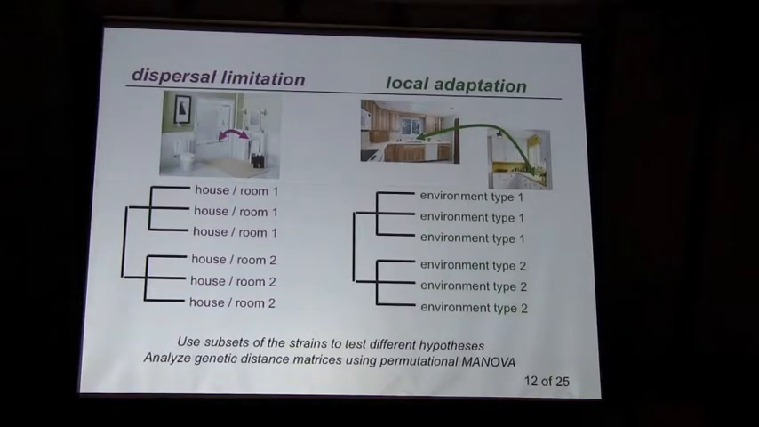And the basic idea is that if dispersal limitation is what's important for determining what you see where, then the organisms that are most closely related are going to be from the same place. And if it's local adaptation that's driving what you see where, then things that are more closely related will be from the same environments.